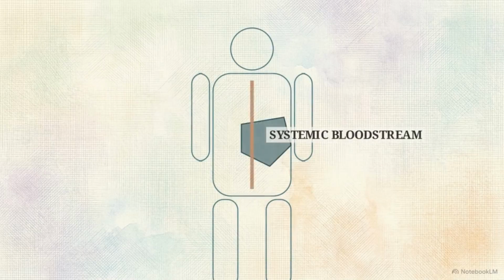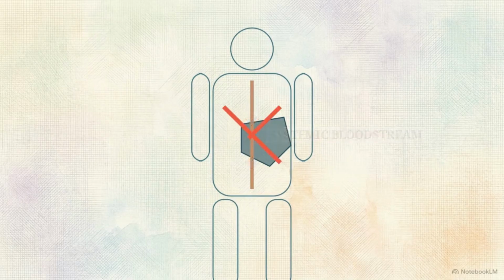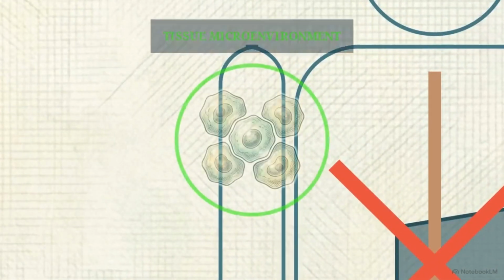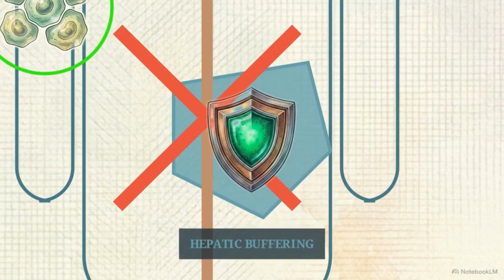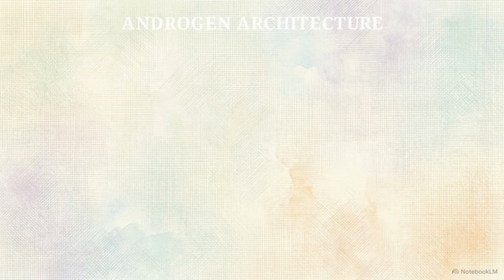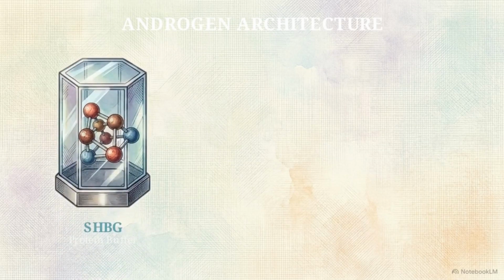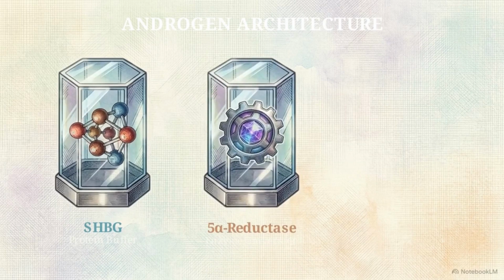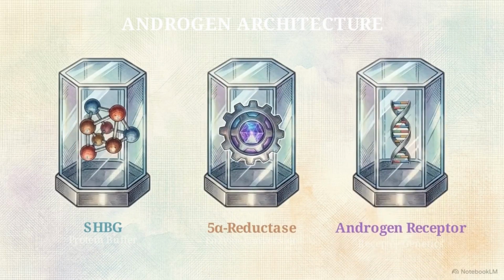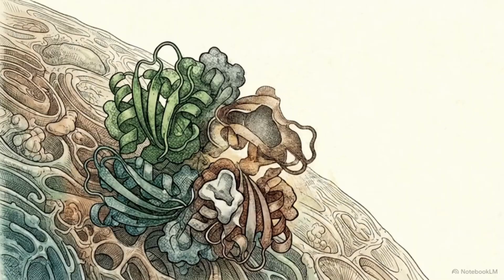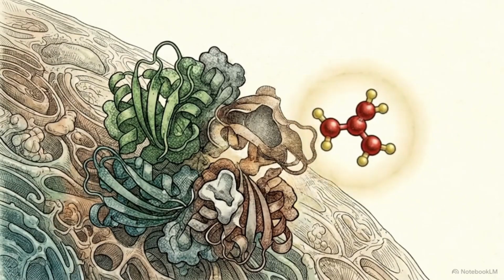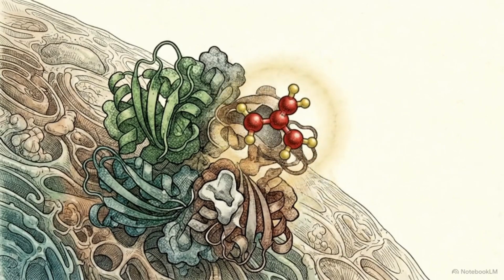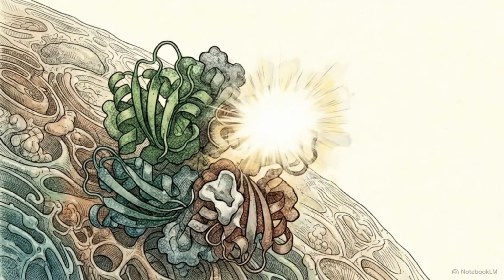The true drivers of these pathologies do not exist in the bloodstream. They operate in localized tissue microenvironments and hepatic buffering systems. To accurately map the disease, we must analyze three pillars of androgen architecture: sex hormone binding globulin, peripheral enzyme conversion, and receptor genetics. Treating the standard blood panel fails. Successful intervention requires intercepting precise receptor kinetics directly at the specific tissue level.